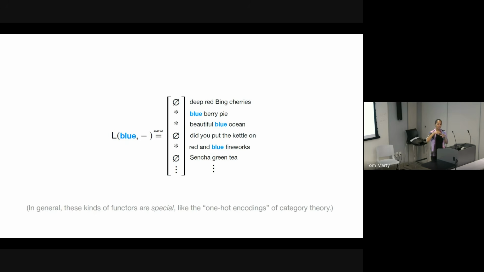There could be other mappings from my category of strings to sets that don't look like this. Maybe there are more complicated ones. It turns out there's a theorem: those more complicated ones are built up from these representable ones. So there's a real sense, kind of like when you have a vector space and basis vectors, and linear combinations give you more interesting things, that these are like the basis vectors. So sort of like one-hot encodings associated to words. This is more interesting than the string of letters B-L-U-E.